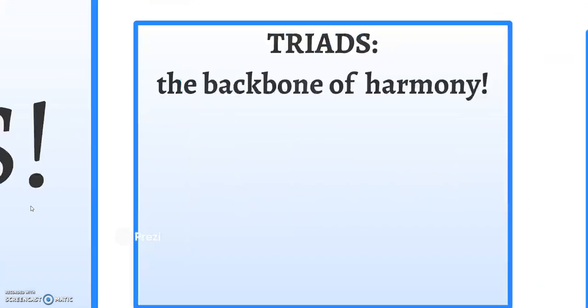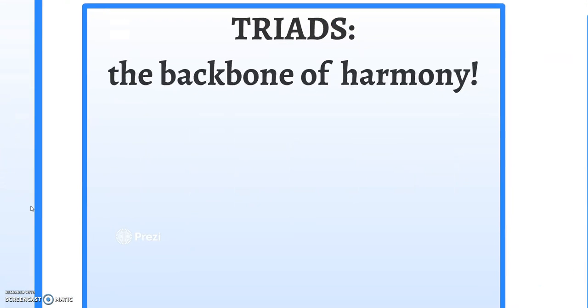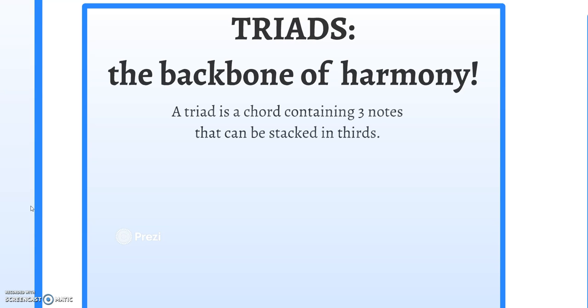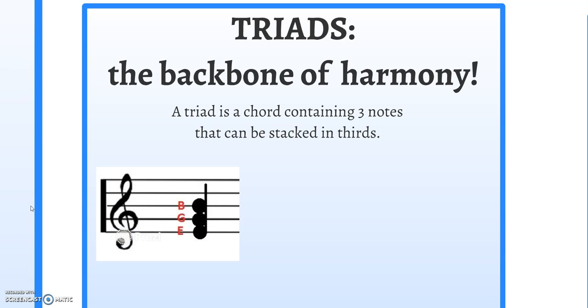Triads. Today we're going to talk about triads. Triads are the backbone of harmony. A triad is a chord containing 3 notes that can be stacked in thirds. And when I say stacked in thirds, I mean that from the bottom note to the middle note, we have a third. The middle note to the top note, we have a third.